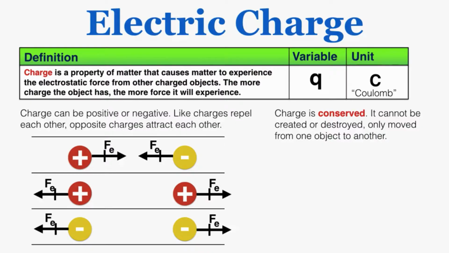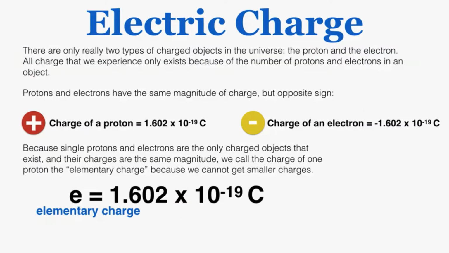Charge is also conserved. It cannot be created or destroyed, only moved from one object to another. There are only really two types of charged objects in the universe, the proton and the electron. All charge that we experience only exists because of the number of protons and electrons in an object. So there's no other source of charge in the universe. It's just protons and electrons.